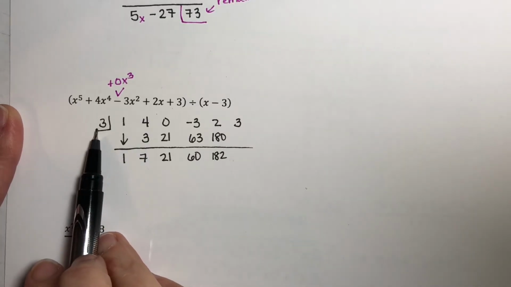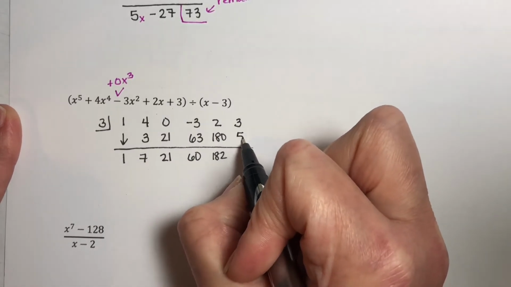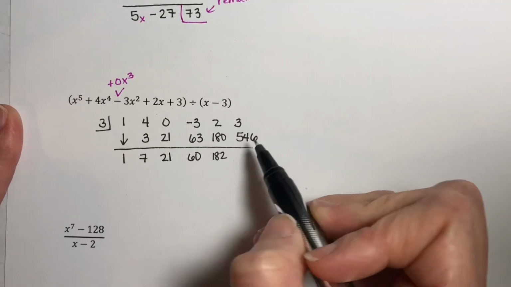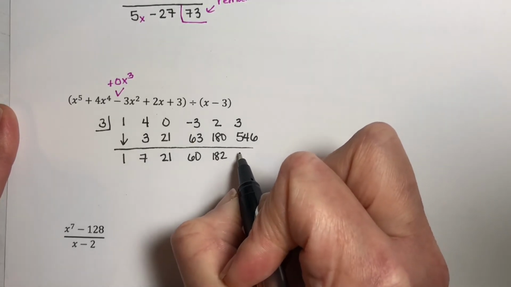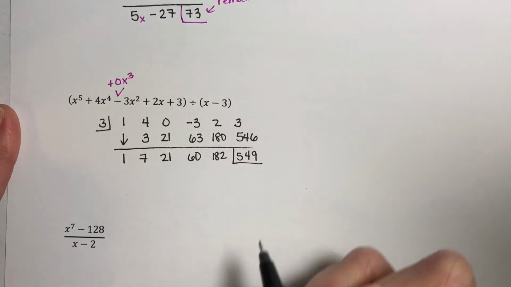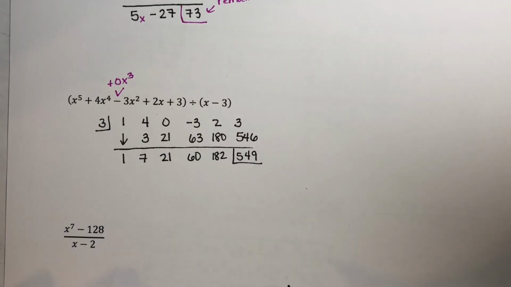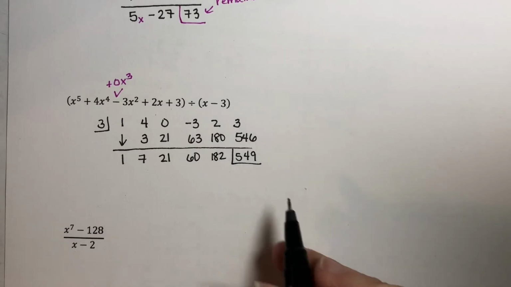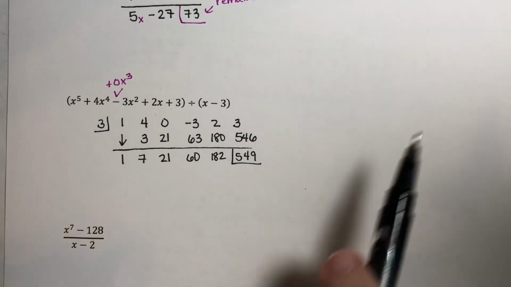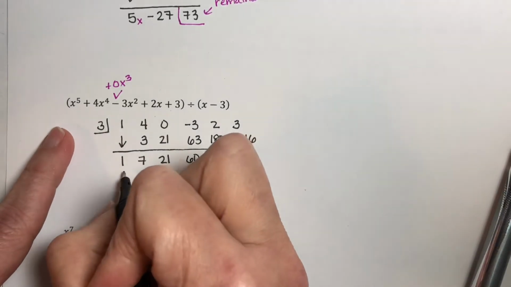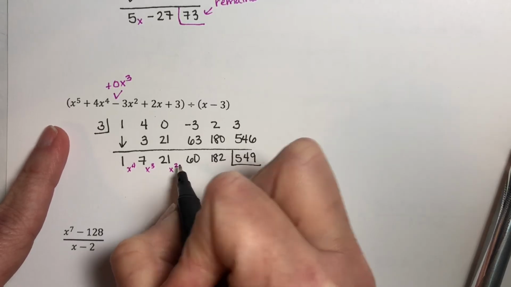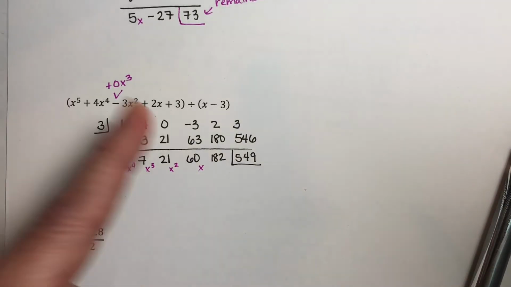182 times 3 is 546. 3 plus 546 would be 549, and that is your remainder. Okay, so what is our answer? Well, this starts off with a 5, so this starts off with a 4. This is x to the 4th, and this would be x cubed, x squared, x, and then the constant.